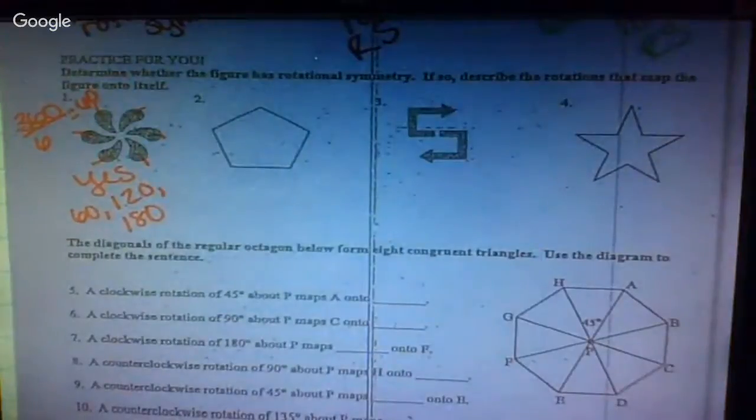Again, a circle has 360. There's 1, 2, 3, 4, 5, 6 ways to do it. So 60 degrees. Every 60 degrees, I have rotational symmetry. So this could be 60, 120, or 180. Every 60 degrees is rotational symmetry.